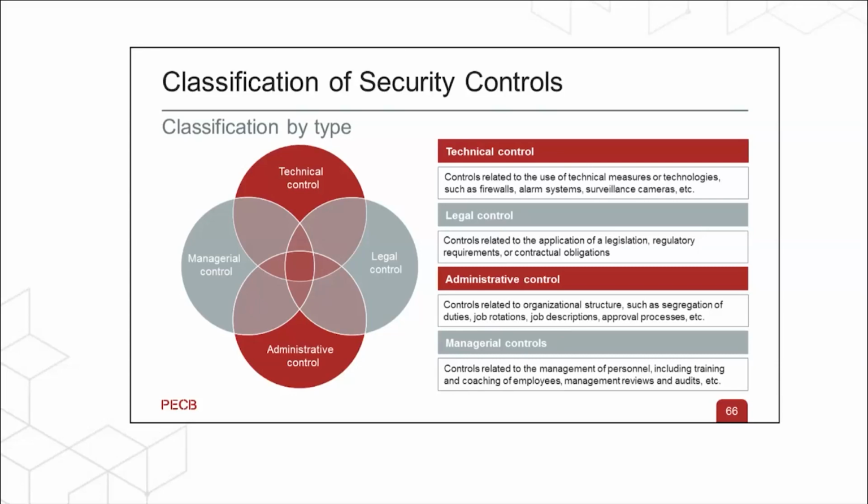Okay, then we have the administrative control. Now this control relates to your organization structure, like segregation of duty, job rotation, job description, approval of the process. It is administrative in nature. Then we have the managerial control. Now this control is related to managing the people: whether training of the employees is to be given or not. Again, it's a managerial control. Reviewing, auditing, coaching, these are managerial controls. Okay, so these are the classification based on the type. What I said, these controls can be overlapped with each other.